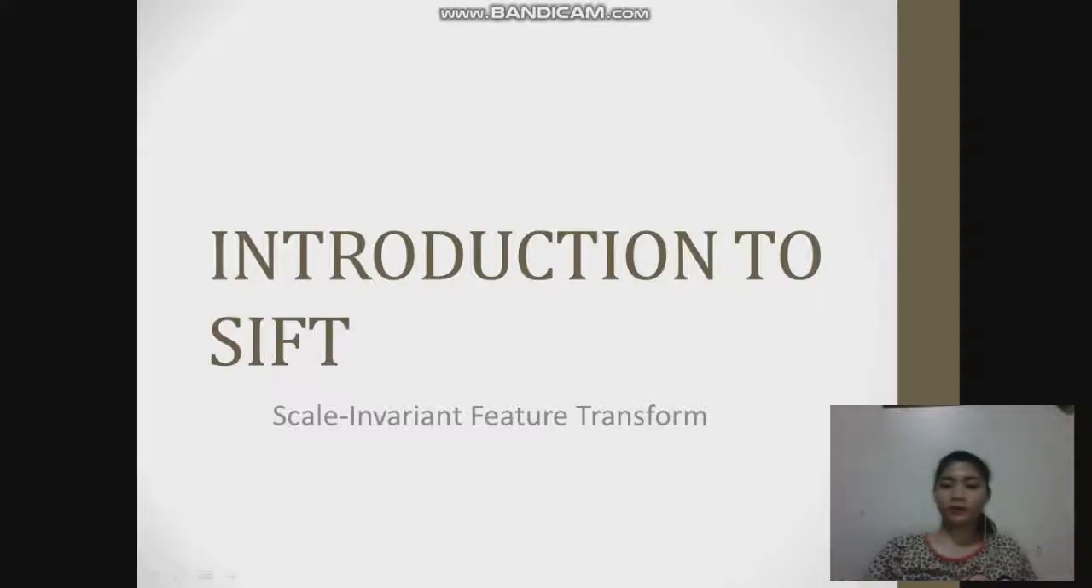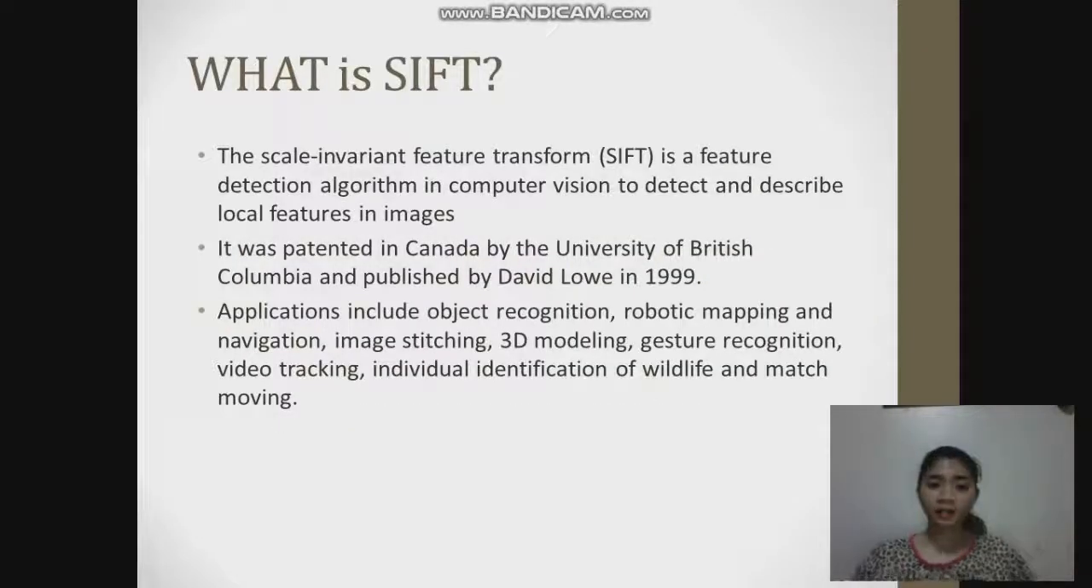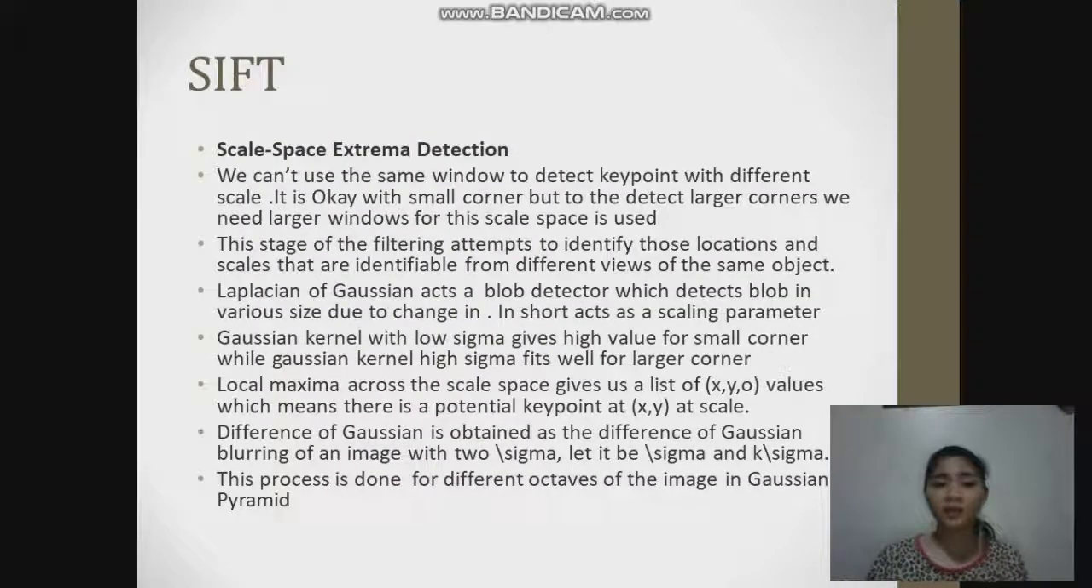Introduction to SIFT. What is SIFT? Scale Invariant Feature Transform is a feature detection algorithm in computer vision to detect and describe local features in images. Applications include object recognition, robotic mapping and navigation, image stitching, 3D modeling, gesture recognition, video tracking, individual identification of wildlife, and match moving. So SIFT has scale space extrema detection.